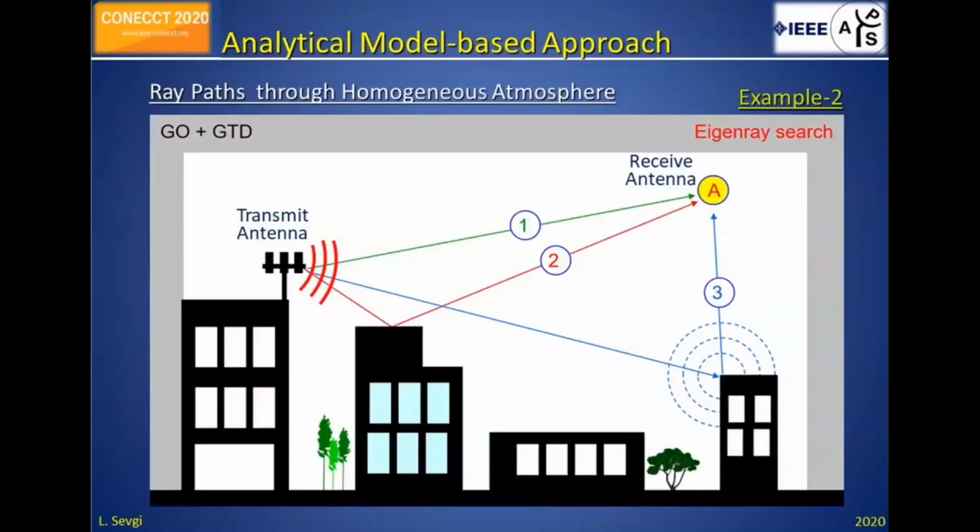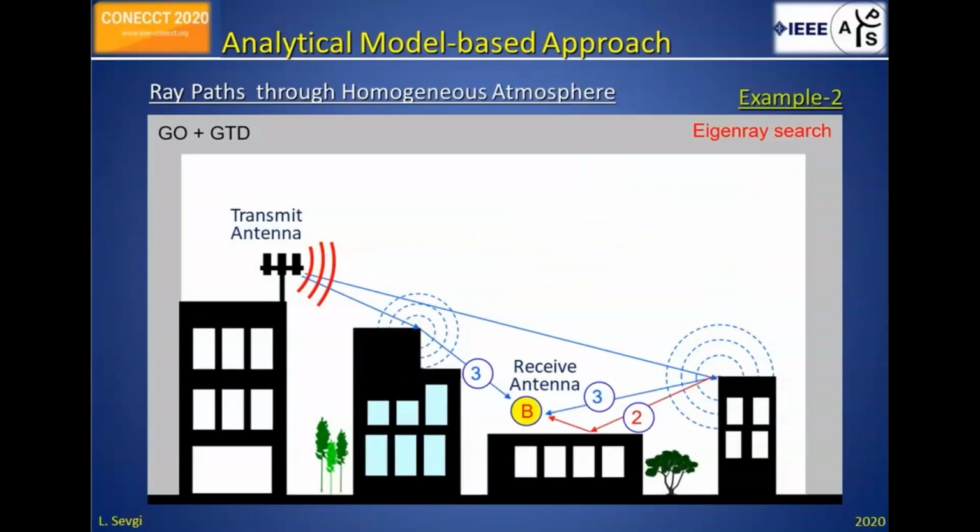But in this one, for example, if you have a transmitter and receiver somewhere at point A or at point U, you can apply geometric optics and GTD, and you may call it eigenray search. You need to define each possible ray: direct ray, 1, reflections, 2, and diffractions, 3. And change the point of the receiver and without direct ray. So this is a numerical approach.